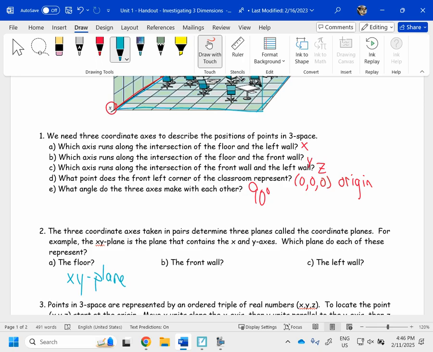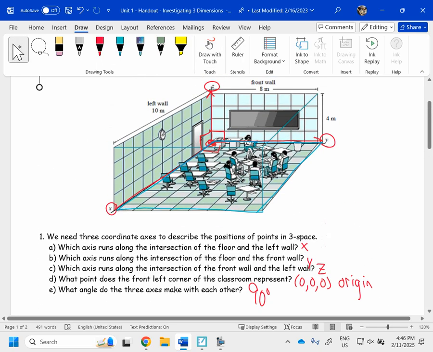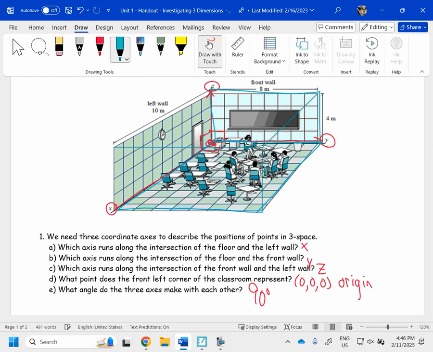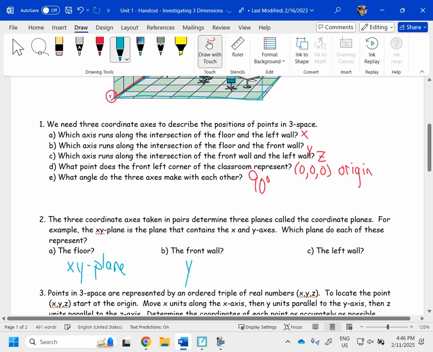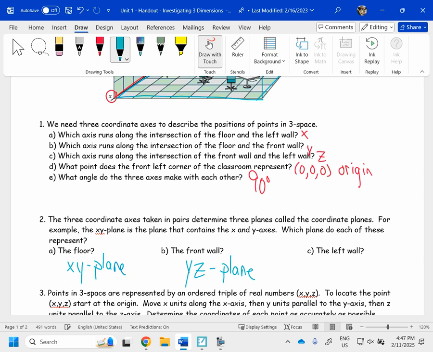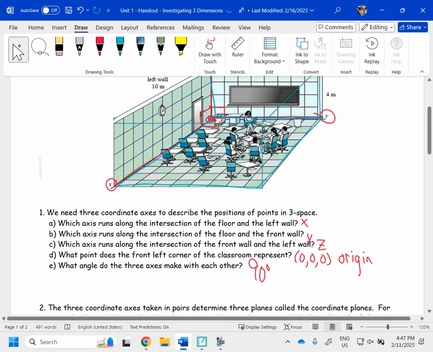Okay, the front wall. The front wall is made up of, still got the y, but now we've got the vertical part, so that's a z. That front wall would be the y z plane. And the left wall, obviously that's going to be our x z plane, because it's made up of the x and the z.